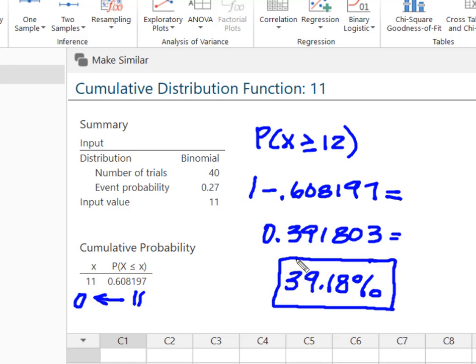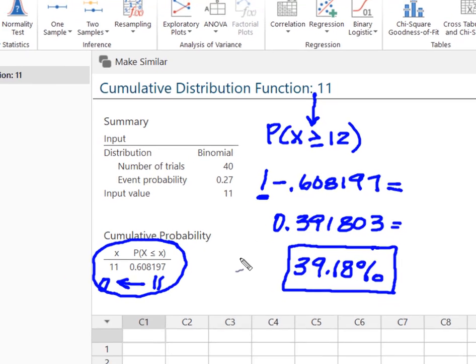A good rule of thumb is to remember that when using Minitab and this cumulative distribution function, when you're solving for a greater than or a greater than or equal to, you're always going to have to subtract your Minitab result from 1 in order to get the right-hand side of that distribution.